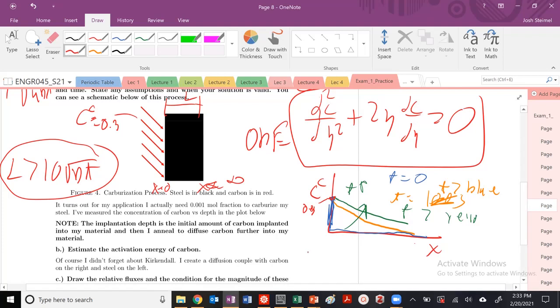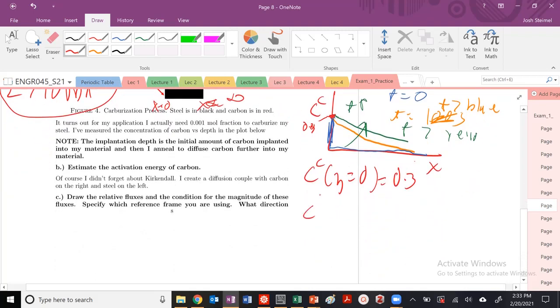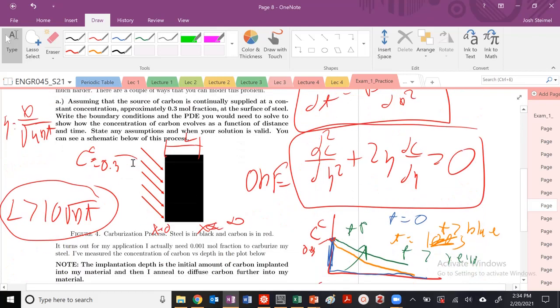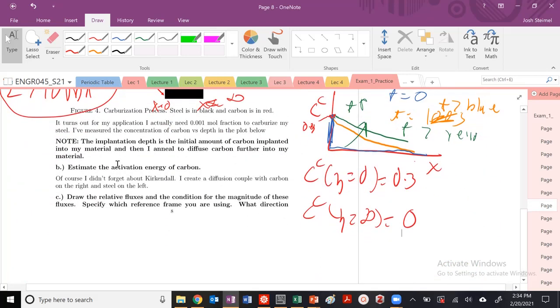Our boundary conditions are the concentration of carbon at eta equal to 0 should be equal to 0.3. And what's our concentration at infinity? The concentration of carbon where eta is equal to infinity should be equal to 0. So those are our boundary conditions. We could plug those in, you could use Mathematica and solve that. Again, those are the assumptions for when our solution is valid, and we can see the schematic below. So we've written the boundary conditions, the PDE we need to solve, and how the concentration is a function of distance and time. That's how you would draw out this problem.